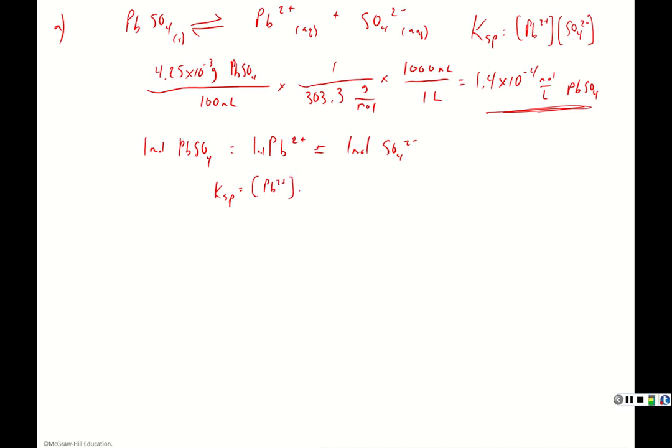Pb2+ times SO4 2-, right? We're given that value, right? And so that's going to equal 1.4 times 10 to the minus 4 molar for both Pb2+ and SO4 2-. So we're just squaring that essentially. 1.4 times 10 to the minus 4 squared. So our KSP is 1.96 times 10 to the minus 8.